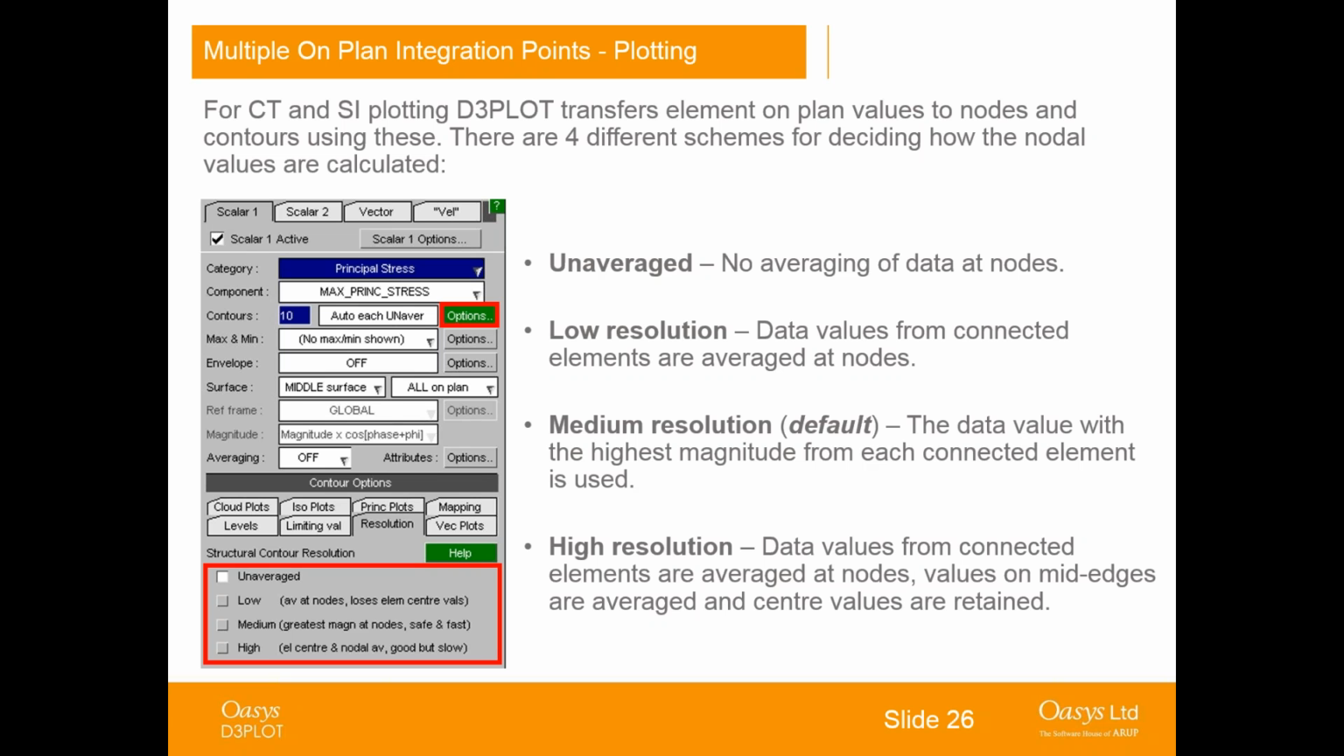Staying on the theme of on-plane integration points, for CT and SI plotting, D3plot transfers element on-plane values to nodes and contours using these. There are 4 different schemes for deciding how the nodal values are calculated. We have unaveraged, so no averaging of data at nodes. We have low resolution, medium resolution, and high resolution. I think the next slide explains this a little bit better visually rather than in words.